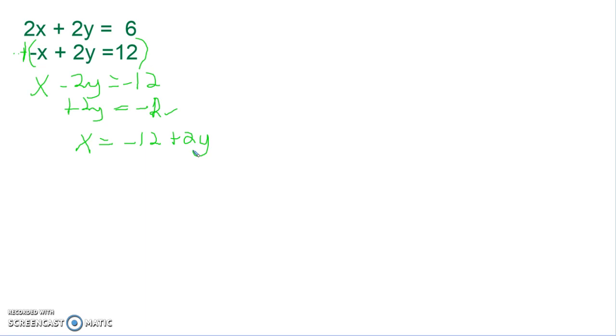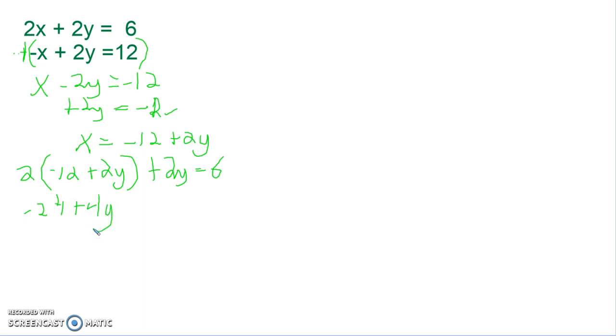So the first equation is 2x plus 2y is equal to 6. So we have 2 times x, and as we found in the second equation, x is equal to negative 12 plus 2y. It's going to have 2 times x, which is negative 12 plus 2y, in parentheses, and then the rest of the equation, which is plus 2y is equal to 6. So now we're going to distribute this 2 across, and we have 2 times negative 12, which gives us negative 24, and then we have 2 times 2y, which gives us a 4y.